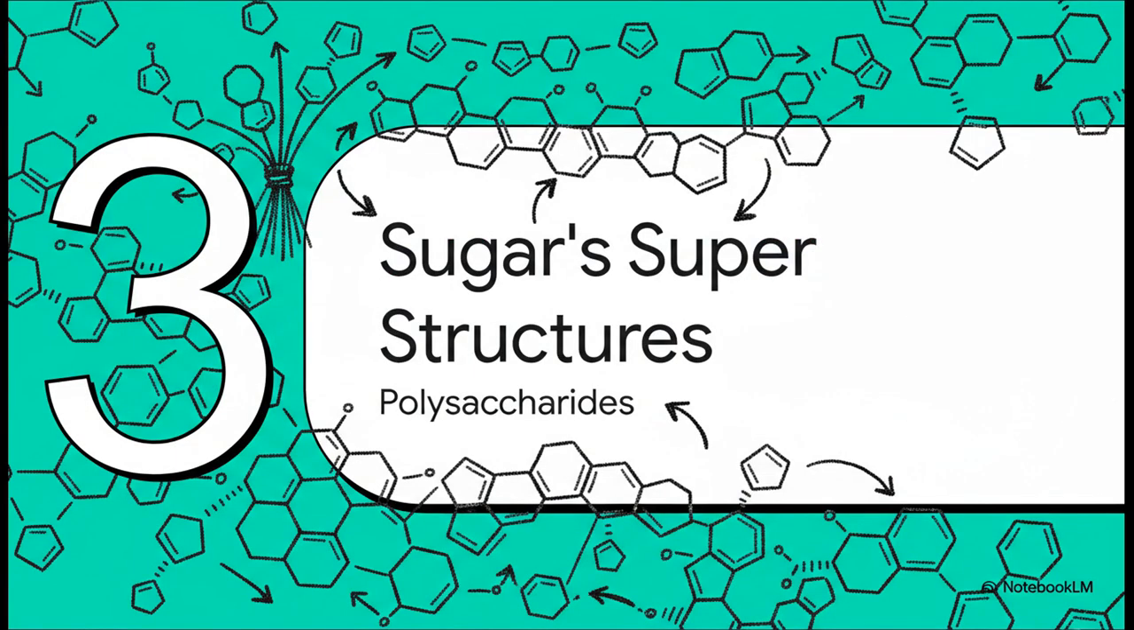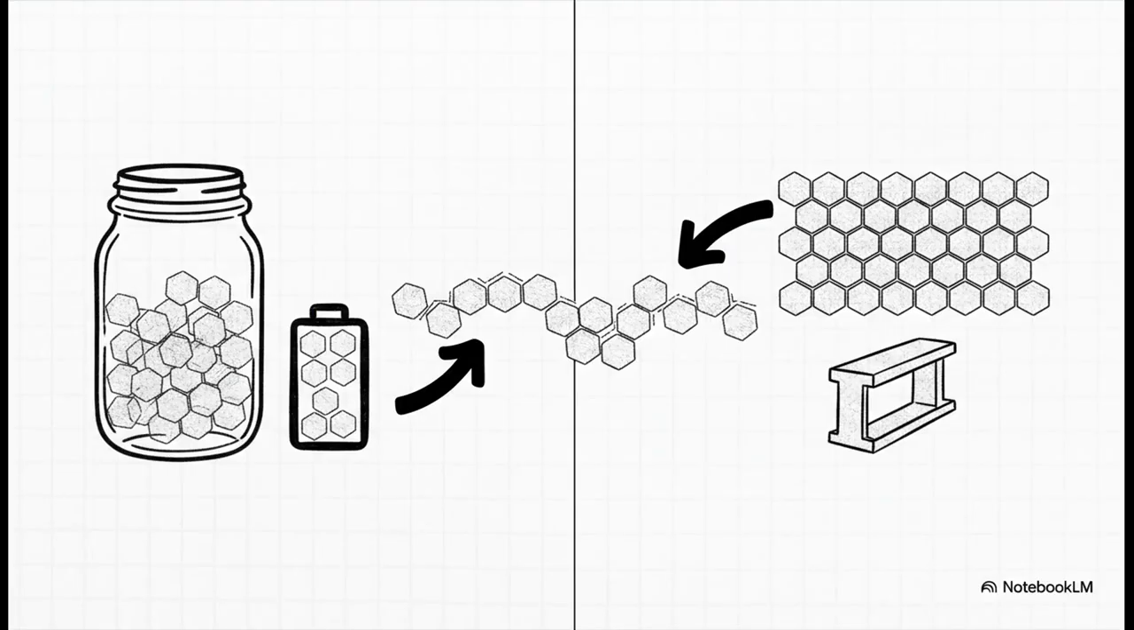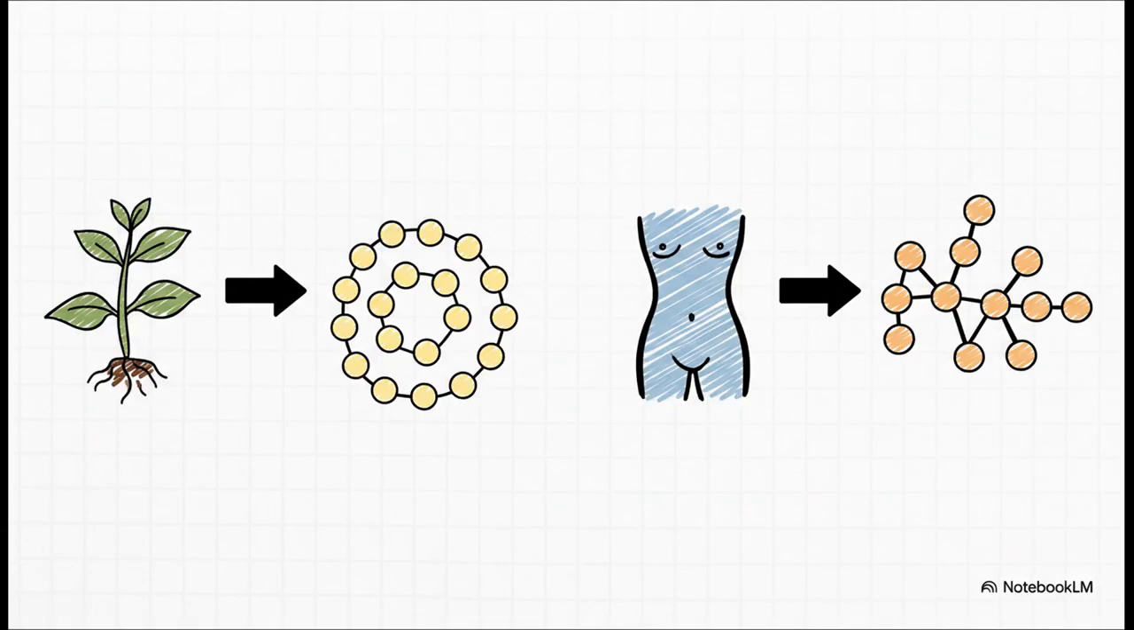But linking 2 sugars? That's just the beginning. The real magic happens when you start linking hundreds or even thousands of them together. That's when you build these giant superstructures called polysaccharides. And remember, those 2 main jobs, fuel and building material, well, that's exactly what these huge sugar polymers do. They're either for storing energy for later or for providing strong structural support. Let's look at energy storage first. There are 2 big ones to know.